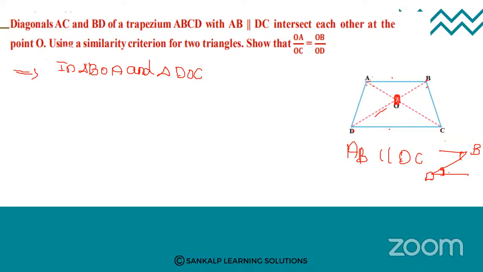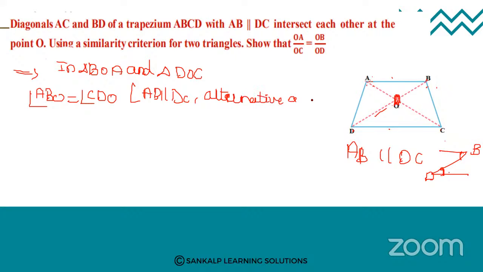So angle ABO is equal to angle CDO. That means B and D are equal. How do we say that? ABO is equal to CDO. These two are alternate angles when AB is parallel to CD or DC. These two are alternate angles. So alternate angles are equal.